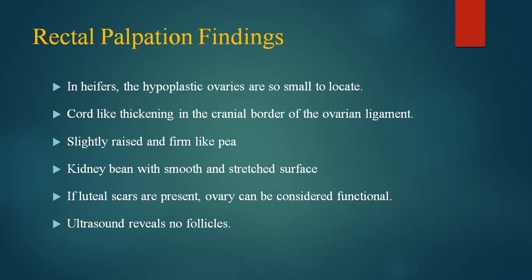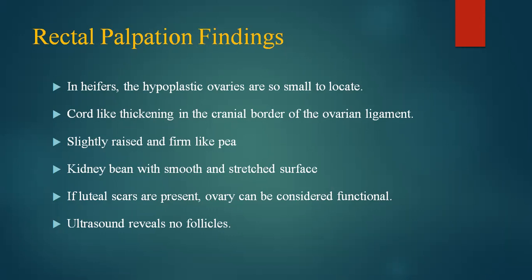Sometimes the ovary can have enough follicles to make the animal come to cycle or estrus. And if the animal has come to heat or has had a normal estrus cycle, some luteal scars can be present. But these animals with ovarian hypoplasia mostly do not show estrus cycles, or if they do, they show only a few cycles, because they don't have the normal complement of follicles to have a long reproductive life.